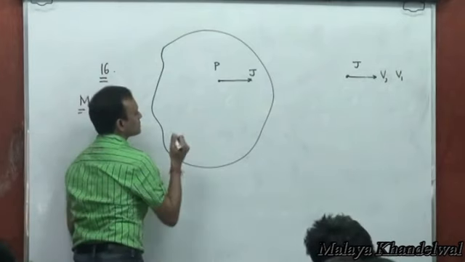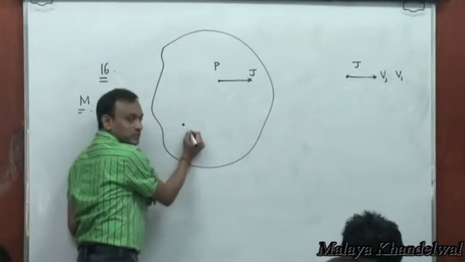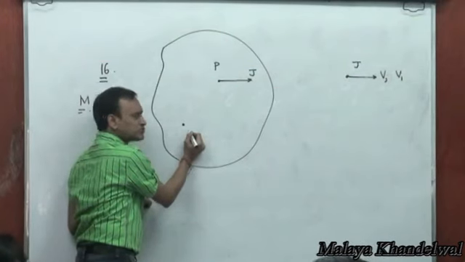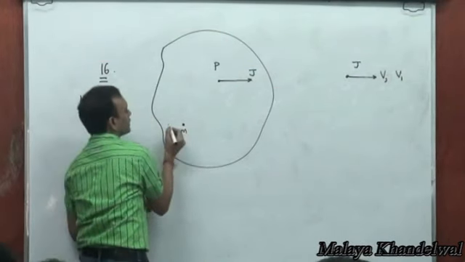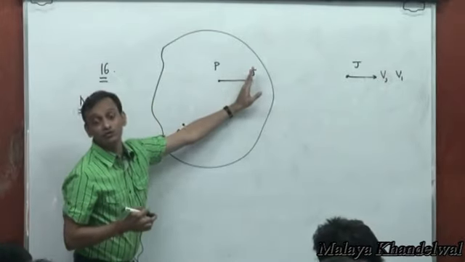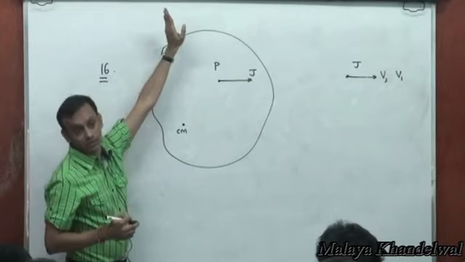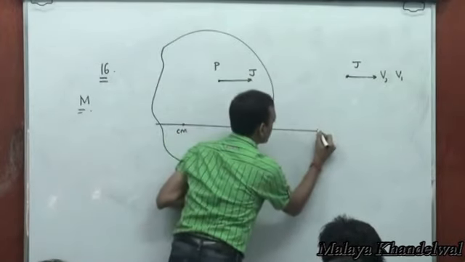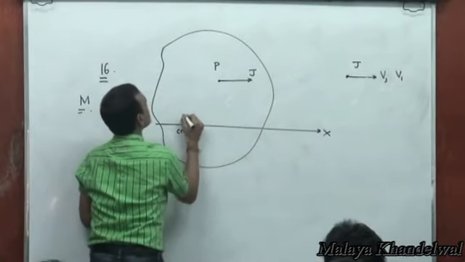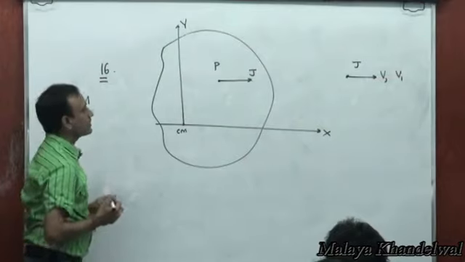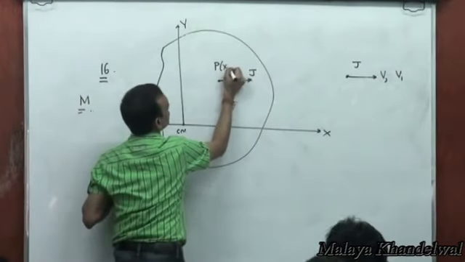The lamina has a center of mass. Call the center of mass the origin, and around the center of mass, build the coordinate axes. Let the x-axis be parallel to J and let the y-axis be perpendicular to J. Right? So this is the x-axis, and this is the y-axis. And let's say we locate the point P by coordinates x, y.